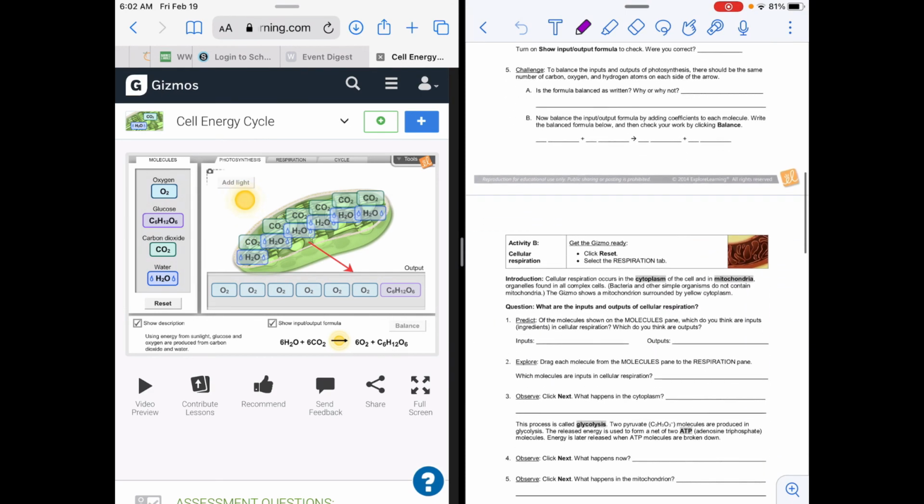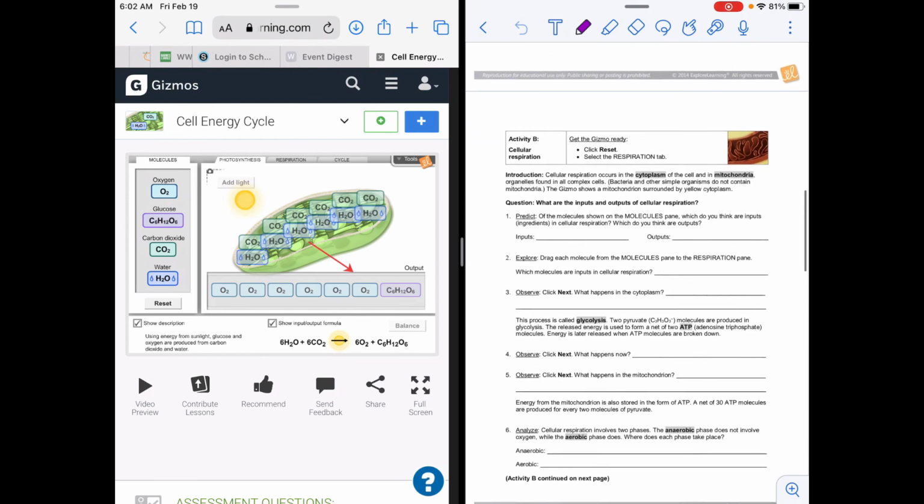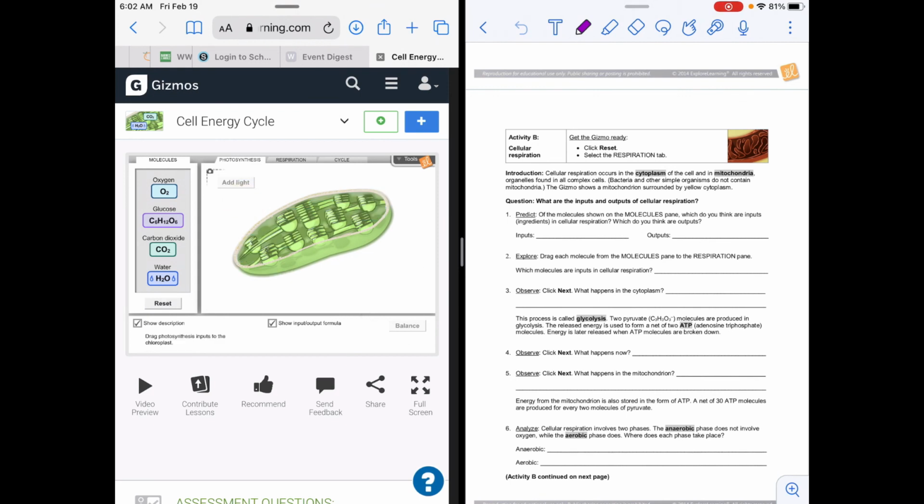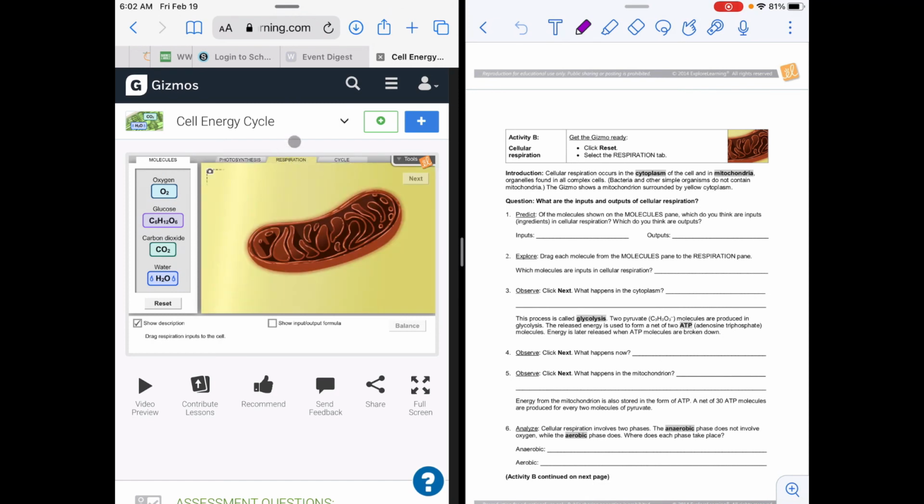And if you feel like you've spent enough time today, you can stop there. If you would like to keep going, so you've got less to do next week, go ahead and start activity B. To set it up, you're going to click reset over here. Doesn't want to work with my mouse. And then we're going to select the respiration tab, which is the middle one right here. And they've got a picture of a mitochondria here to get us started. And this is pretty similar to what you did with photosynthesis. You can just continue, follow the steps, do what it says.